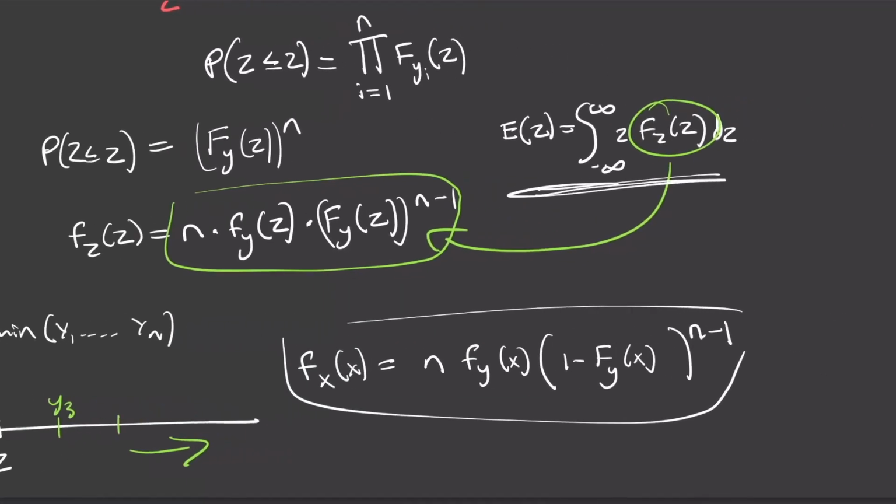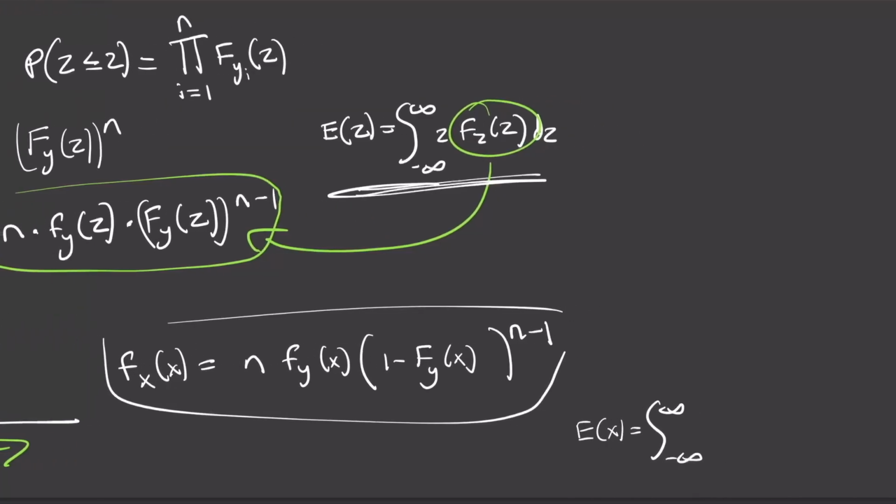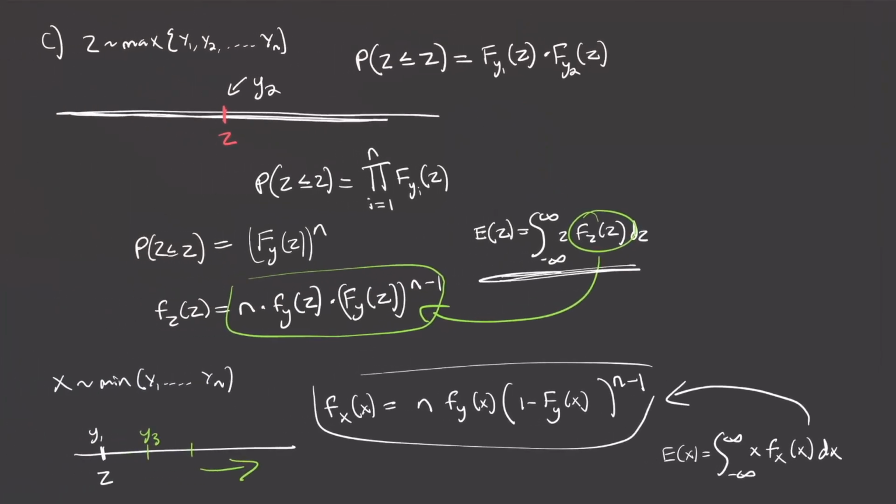If you wanted to find the expected value of the minimum, again, the expected value of x is just going to be equal to the integral over all possible values that x can take. In this case, it's arbitrary, so we'll go from negative infinity to infinity of x times f sub x of x, the PDF of the minimum, with respect to x, and that's just going to be this right here. You could have also used the same CDF trick, but I think you get the point at this point, right?